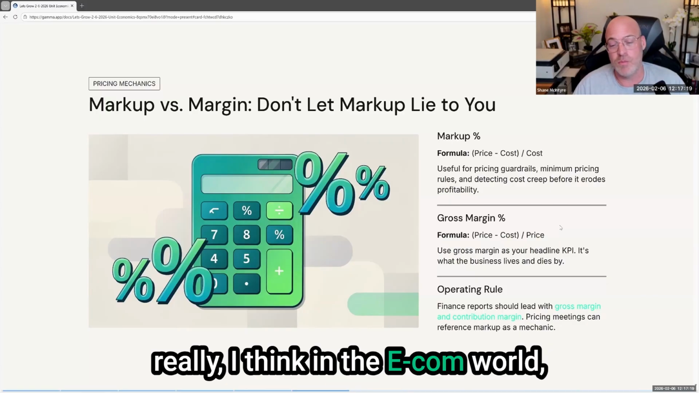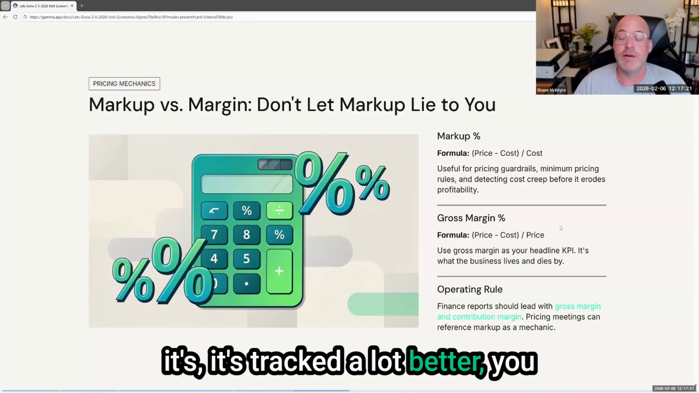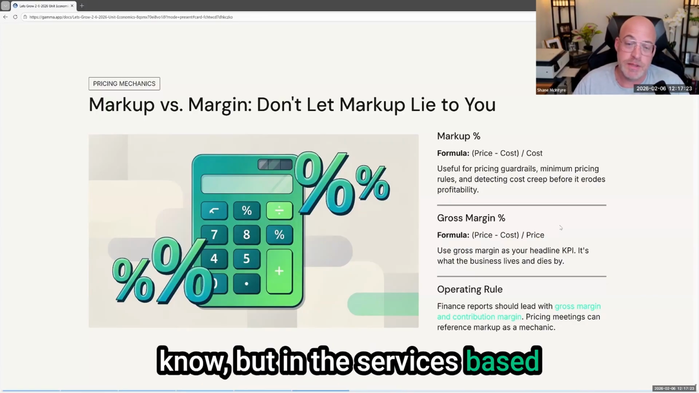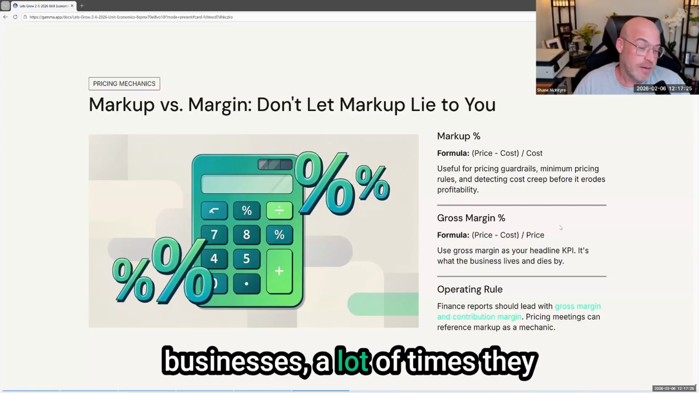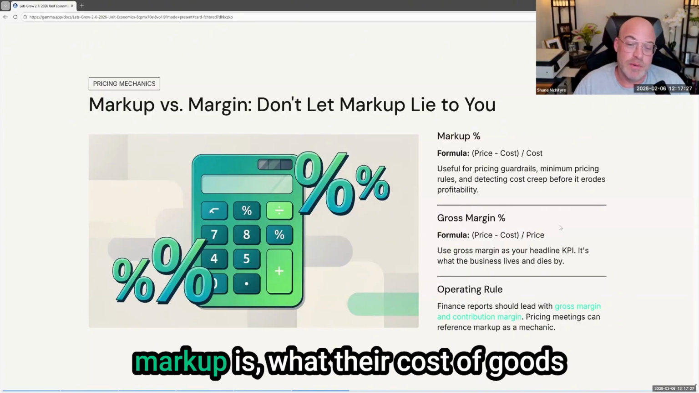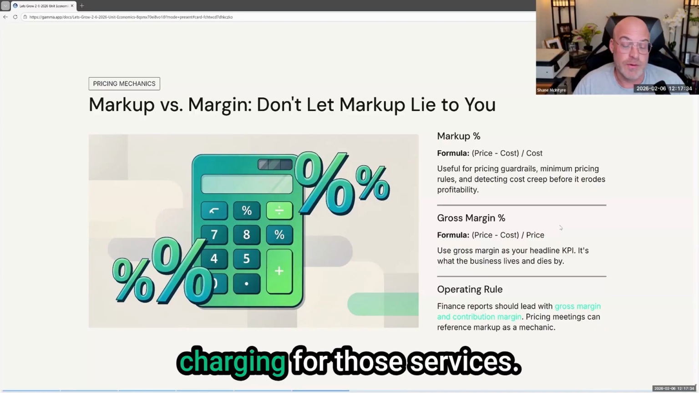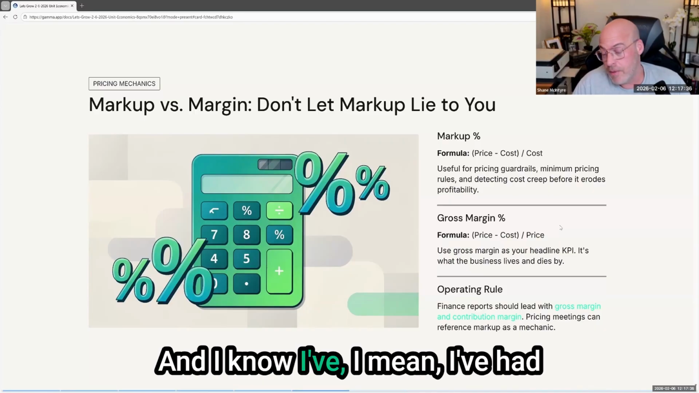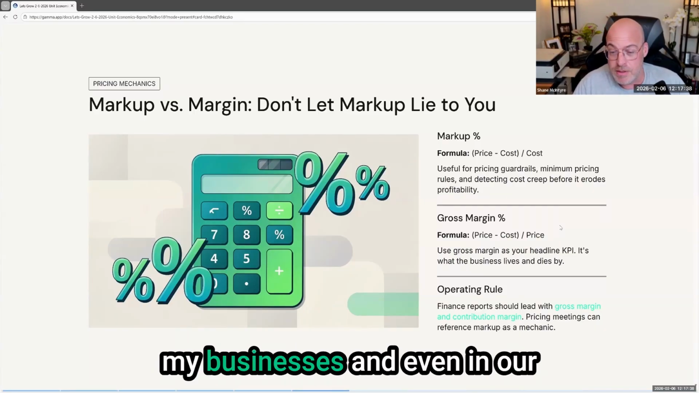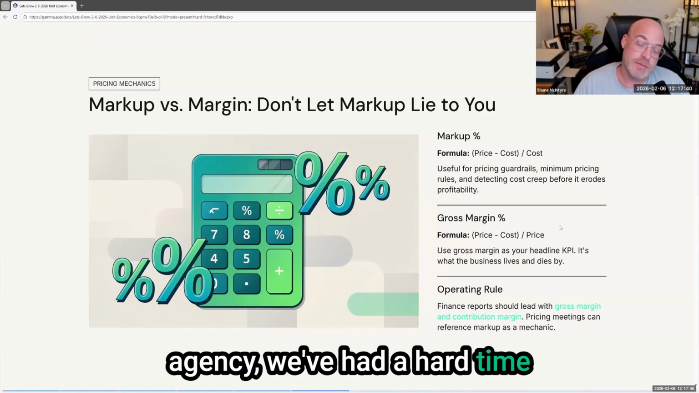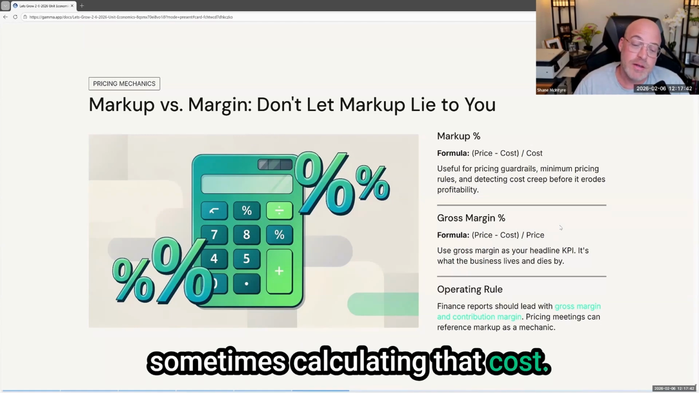in the e-com world, it's tracked a lot better, but in the services-based businesses, a lot of times they don't really understand what their markup is, what their cost of goods or cost of services delivered is versus what they're charging for those services. And I know I've had a hard time, even in some of my businesses and even in our agency, we've had a hard time sometimes calculating that cost.